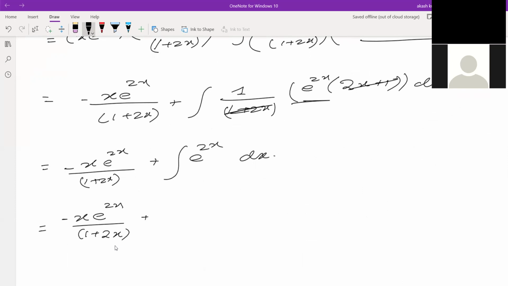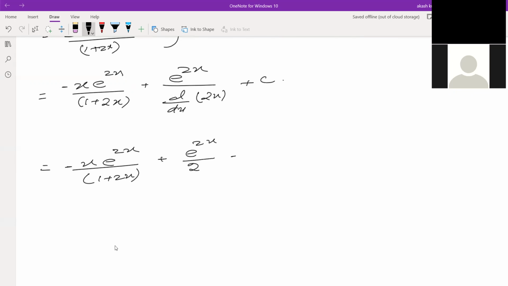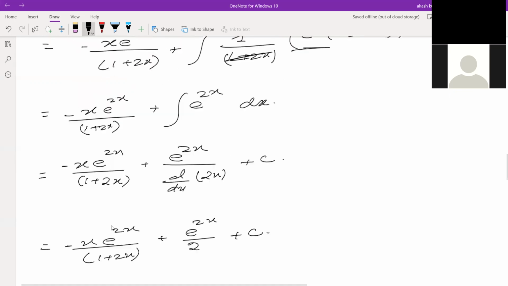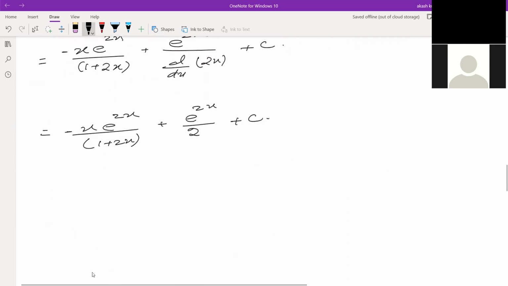Now taking its integral, it becomes e raised to the power 2x and d by dx of 2x plus c. So it becomes minus x e raised to the power 2x over 1 plus 2x plus e^2x over 2 plus c. That's the answer. Is it clear? Okay. Yes.